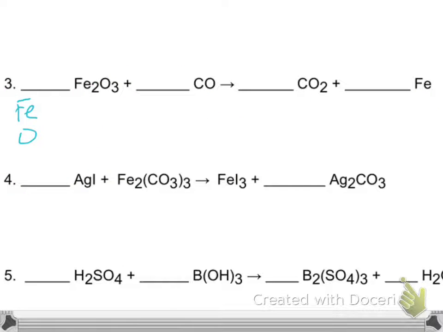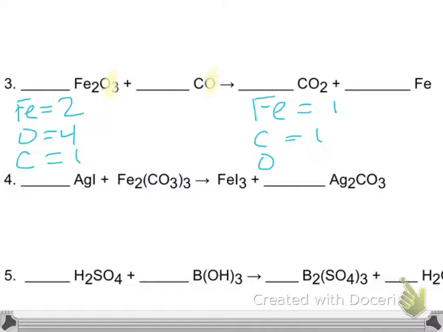We have Fe and O and carbon. 2 Fe's. We have 4 oxygens because you have 3 here and 1 here. That gives you 4. And 1 carbon going to the other side. We have Fe, C, and O. 1 Fe, 1 C, 2 O's. Put a 3 in there to balance them out.